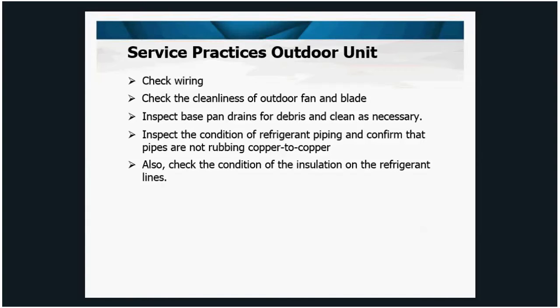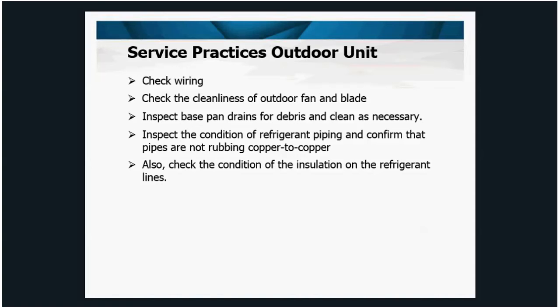You want to check the condition of the insulation on the refrigerant lines. Now, insulation on refrigerant lines has two purposes. One is to prevent condensate. When you run this line through an attic or across a living space, if the insulation is damaged and ambient air can contact that vapor line, it can condense and leak and cause water spots along ceilings and things like that.